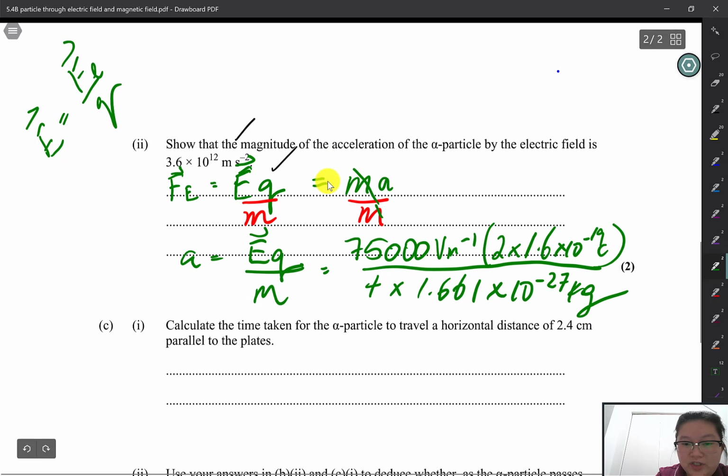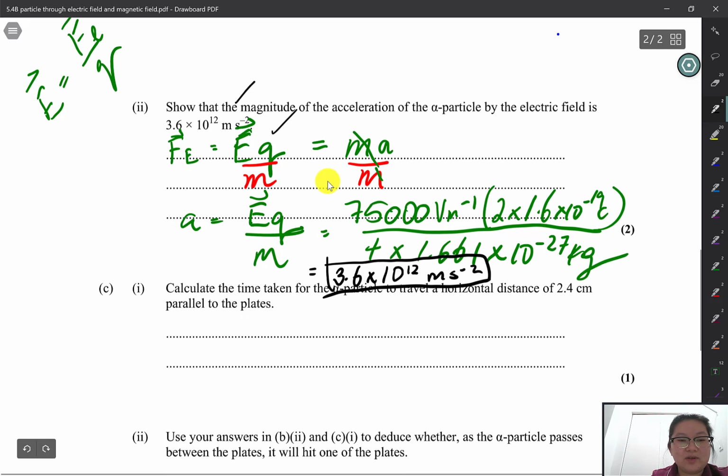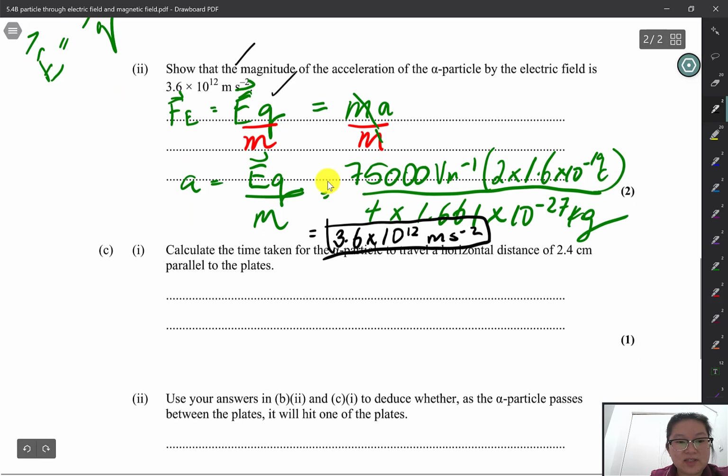A little bit squishy here, but I'll write in black instead. 3.6 times 10 to the power of 12. And this is going to be meters per second squared, or meters per second to the -2. All right, there you go. That was part two. Okay, next one is part three.